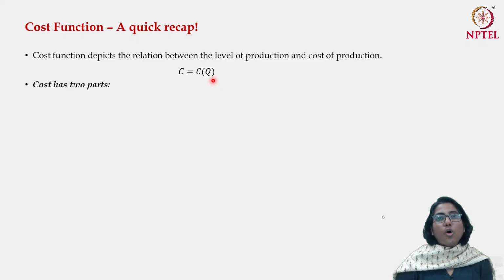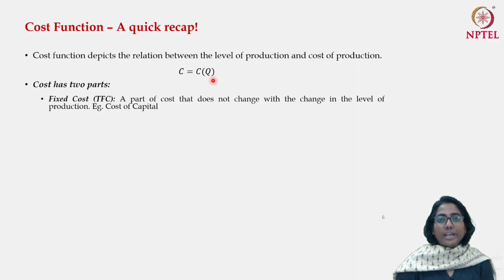And then we said that the cost can have two parts. There are two types of costs that we can think about. The first one is called fixed cost. Fixed cost is that component of cost which does not vary as you change the level of production. So this is not a direct function of Q. This is a lump sum kind of cost that you have to incur in order to undertake the production. However, as you increase or reduce your level of production, this cost is not going to change.